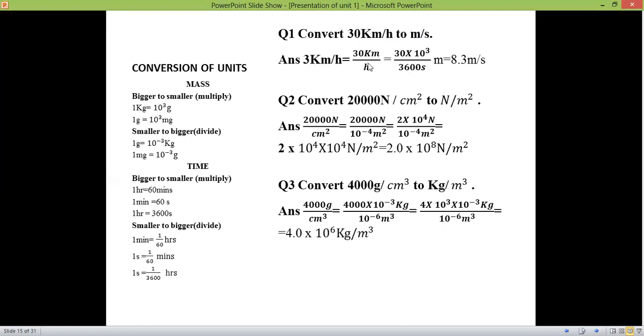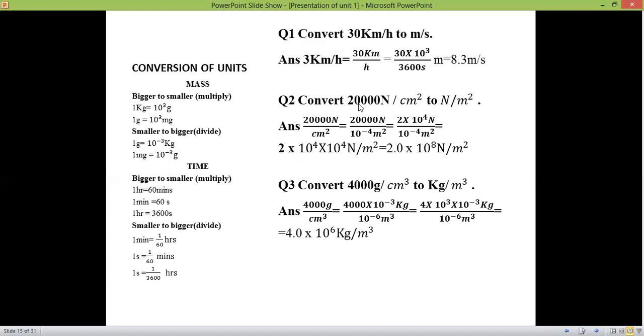In the next step, kilometer will be replaced by its equivalent value in meter, and 1 kilometer is equivalent to 10 power 3 meter. It has been replaced in the next step, and 1 hour will be replaced by its equivalent relation in second. 1 hour is equivalent to 3600 seconds. So in the next step, hour will not be written. Instead, what will be written? 3600 seconds. After simplification, the final answer is 8.3 meter per second.